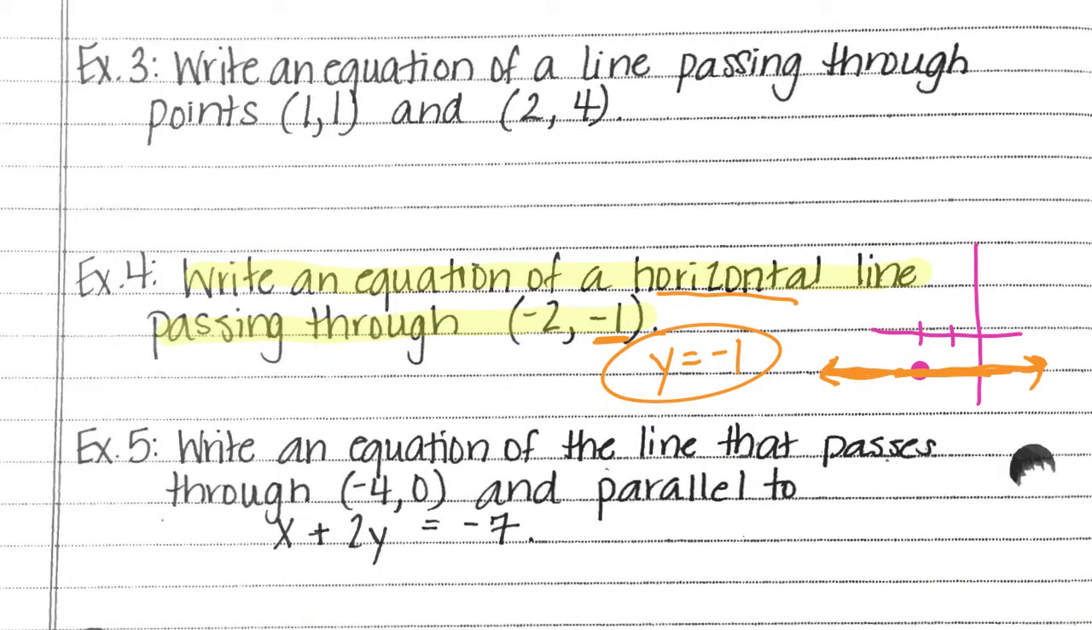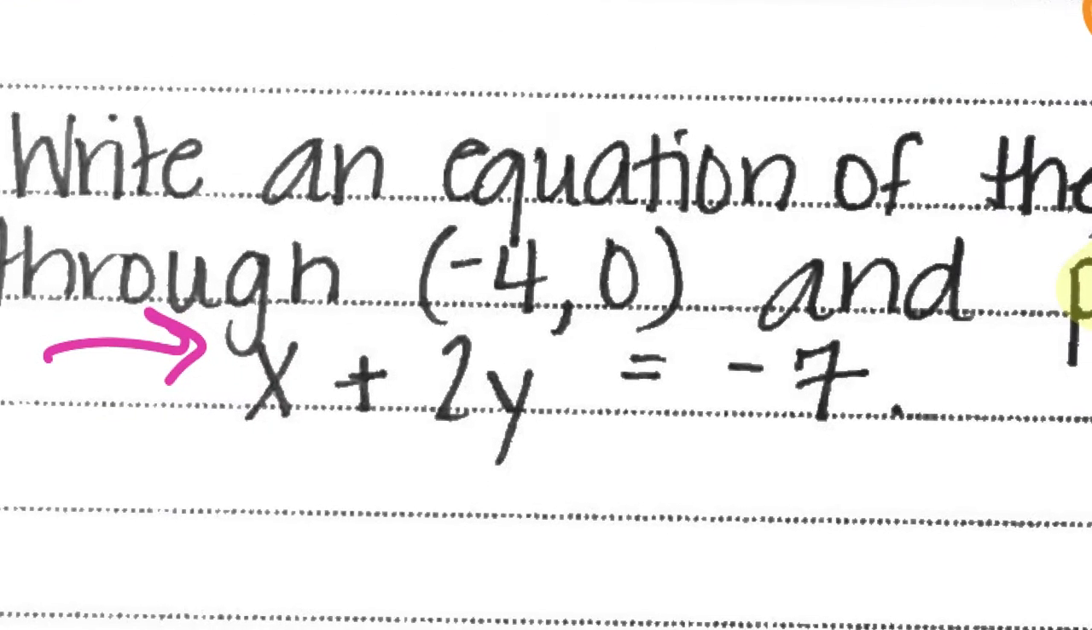All right, example 5 says, write an equation of the line that passes through (-4, 0), and is parallel. Well, we observed a little bit about parallel lines, and we found that parallel lines have the same slope. So the only reason they give you this right here is because they want you to solve for y and find the slope. So let's do that quickly.